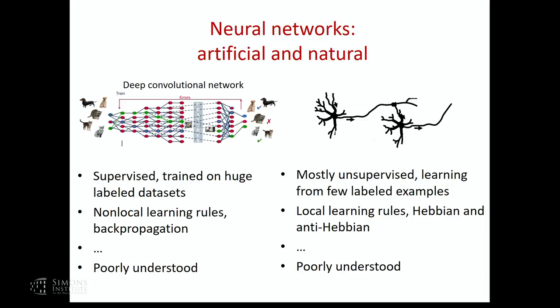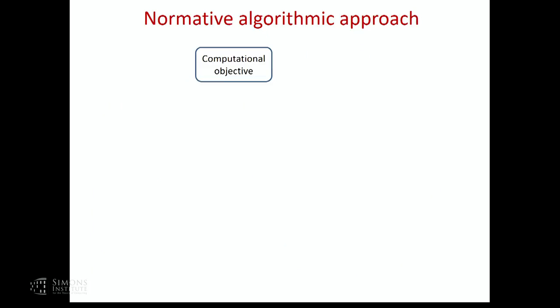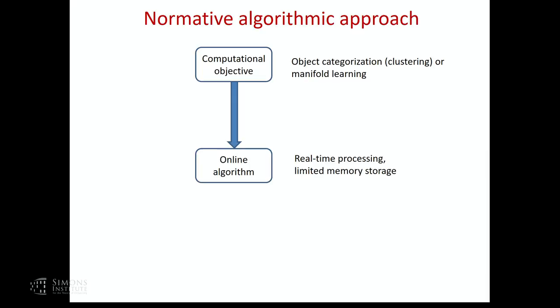We would like to come up with an alternative kind of framework that would be built by what we call a normative algorithmic approach. So we would like to start with some sort of computational objective that is motivated by the computational task that the brain performs. So that's the link to computation, right? So we will focus on object categorization, which is what convolutional networks also do, but in unsupervised settings. So it would be clustering in the first part of the talk and manifold learning or disentangling in the second part of the talk. Once we formulate this objective mathematically, we would like to derive an online algorithm that optimizes this objective.